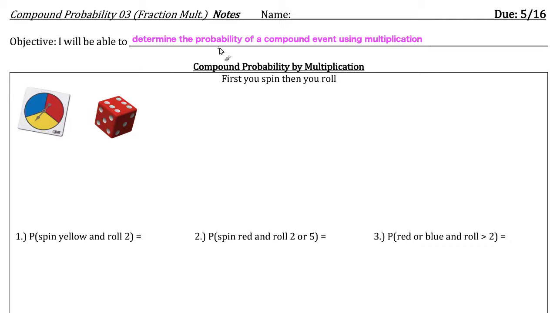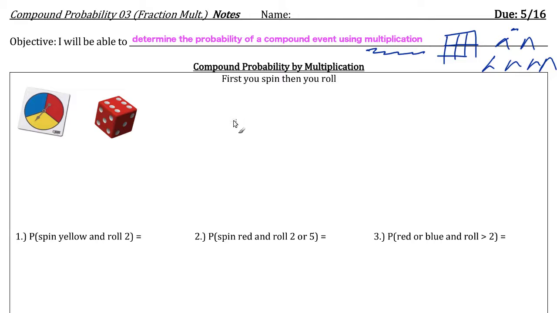So we're going to determine the probability of a compound event using multiplication this time. Before, we used tables and then tree diagrams. Now I'll show you another way, which will make it easier and be less time consuming. It's more of a procedure that works, and you can get into why it works, but really it does this without drawing it.